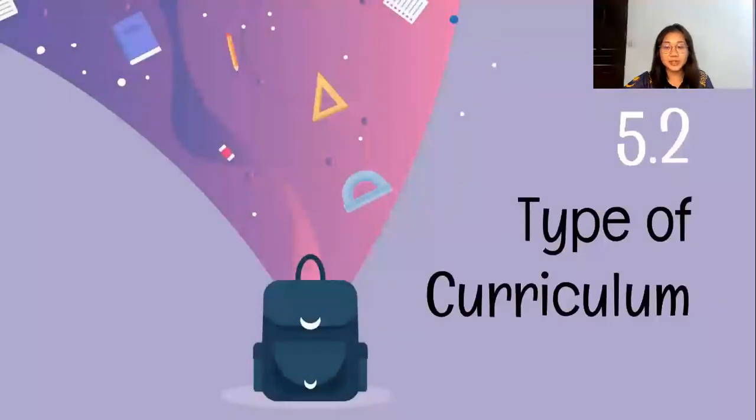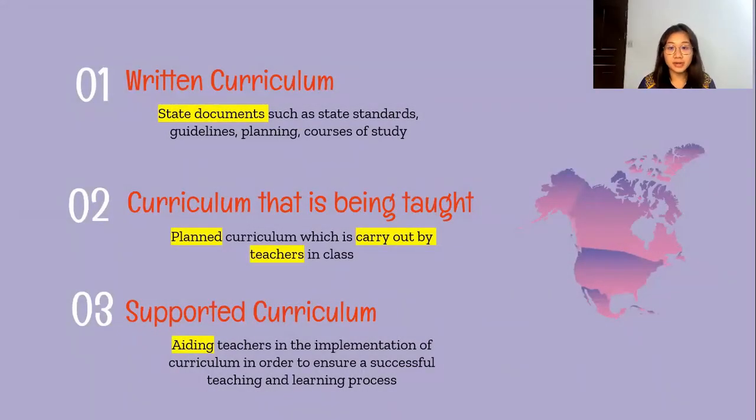Okay, moving on to the next subtopic, which is type of curriculum. Firstly, we have written curriculum. Written curriculum is basically state documents such as state standards, guidelines, planning, courses of study, and so on. Next is curriculum that is being taught. It also means planned curriculum, which is carried out by teachers in class, meaning to say that the teachers have to follow the curriculum that has been planned initially. All teachers have to carry out these activities or whatever is stated in the documents.